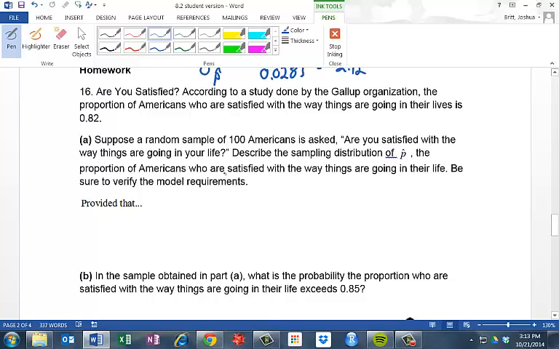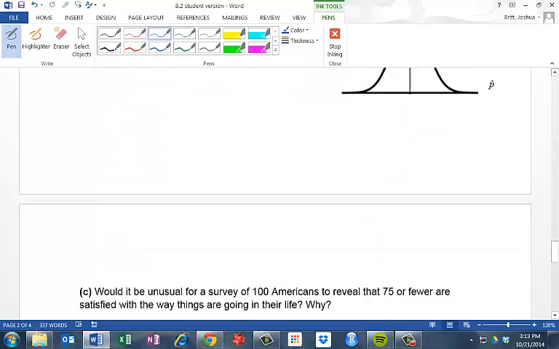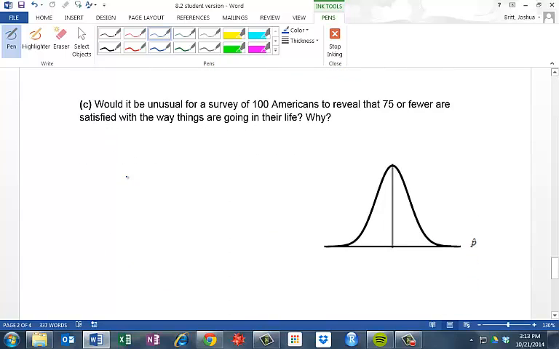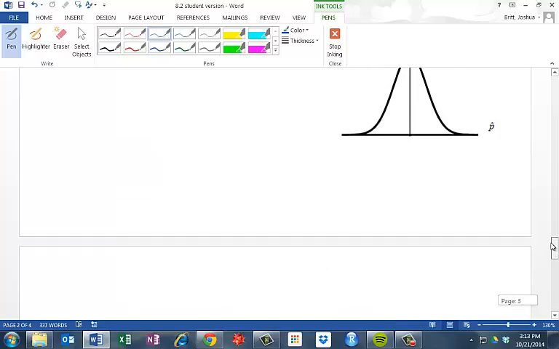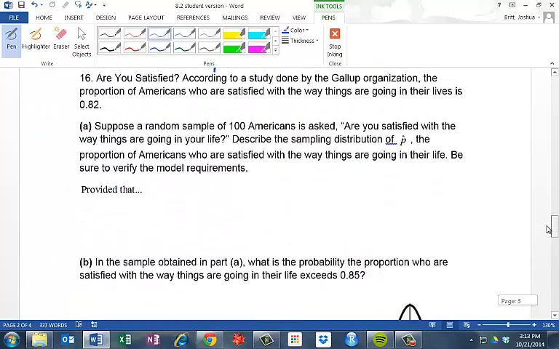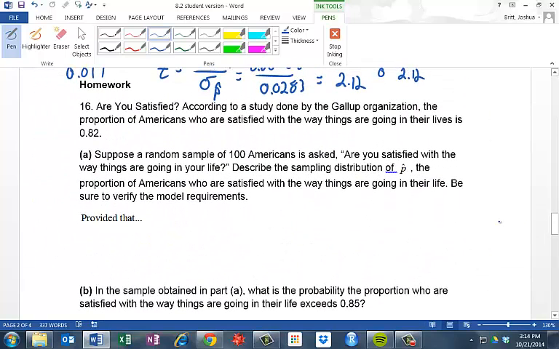Now I want you to take a moment and see if you can work through question 16. So what I'd like for you to do is pause the video and work through questions A, B, and C, and see if you get the right solution. So I'll give you a moment to work through this example.